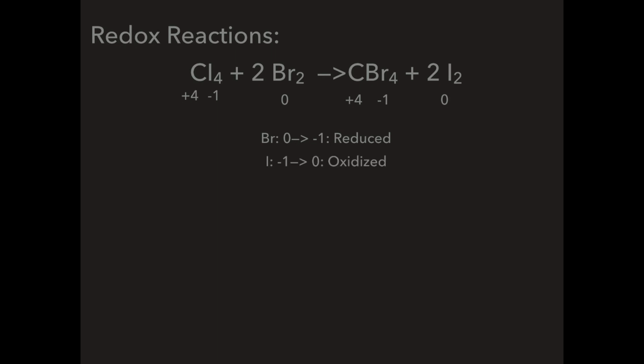Meanwhile, iodine is going from -1 to 0, so it is being oxidized. Okay? So keep in mind oil rig. Oxidation is loss of electrons. Reduction is gain of electrons. So in order for something to be oxidized, something else has to be reduced. So here it's Br and I, bromine and iodine. Okay? Let's look at another example.